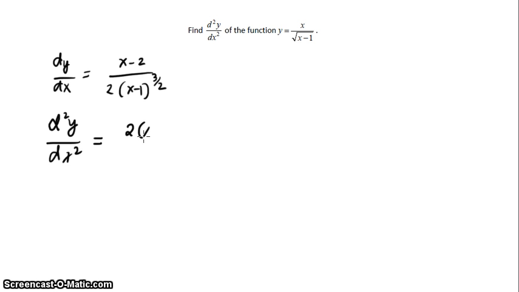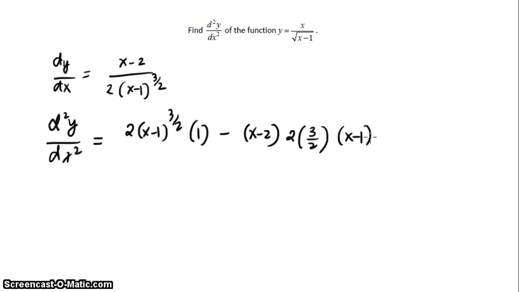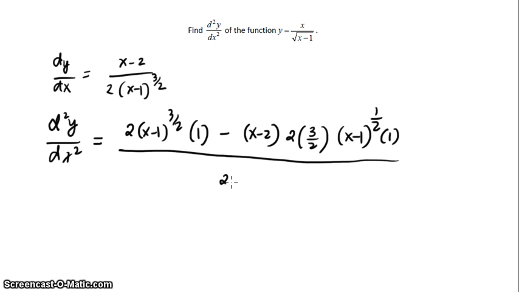So that's 2x minus 1 raised to 3 over 2 times 1 minus x minus 2, and then we differentiate this. This is 2 times 3 over 2 x minus 1 to the 1 half times 1, everything over the square of 2x minus 1 to the 3 over 2. Okay, so just be careful when you simplify.